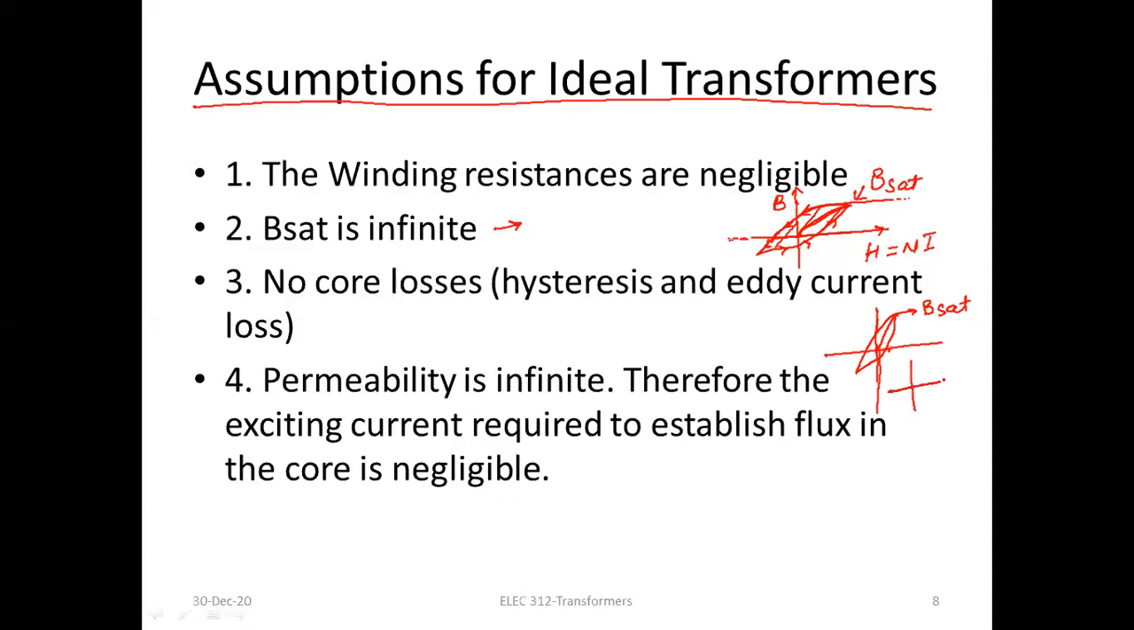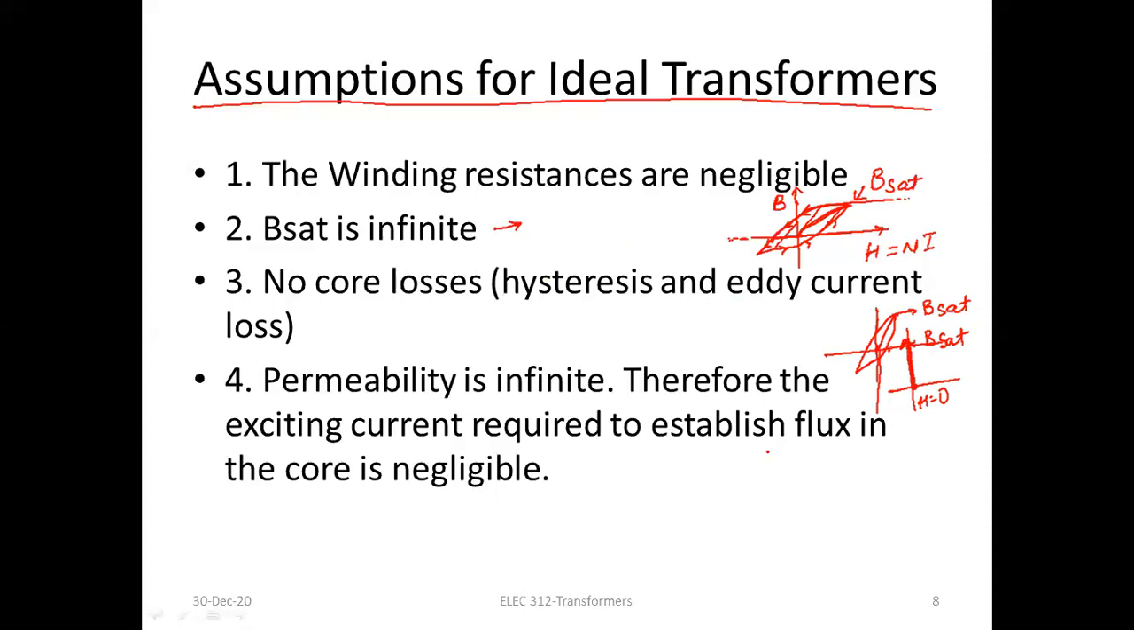If you reduce H further, then a time will come when the curve will look like this. So B goes to infinite when current I or H becomes 0. H equals N into I. If your current becomes 0, H will also be 0. So during this time, the saturation becomes infinite. That is why this is the case of the ideal transformer only.